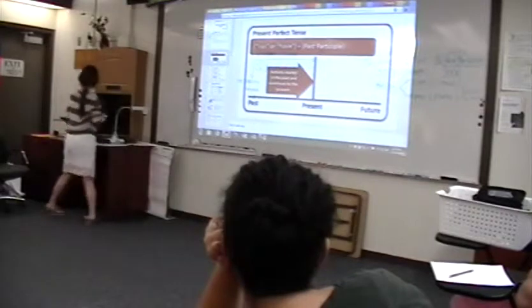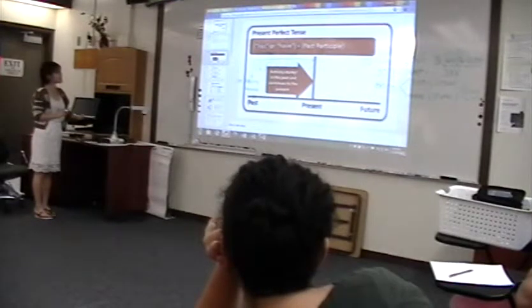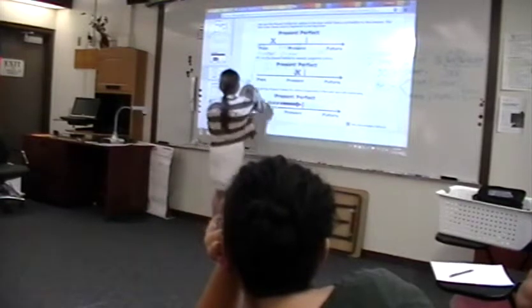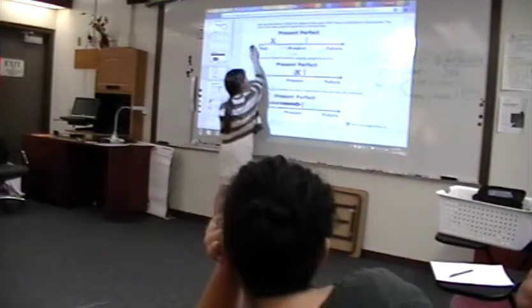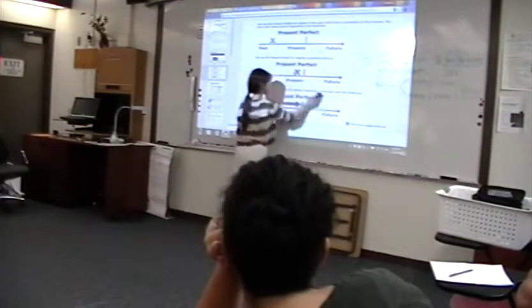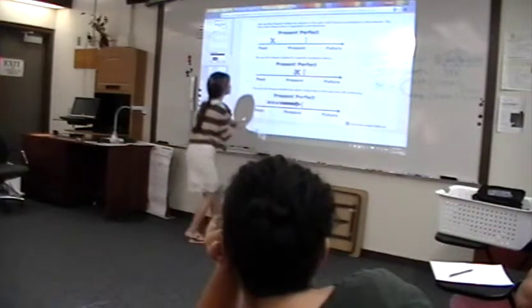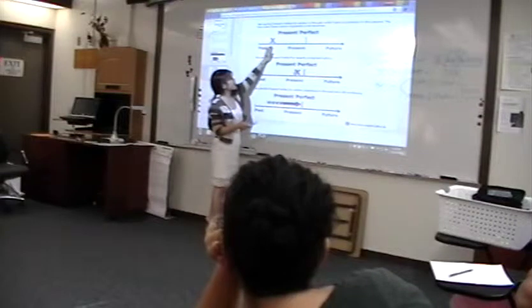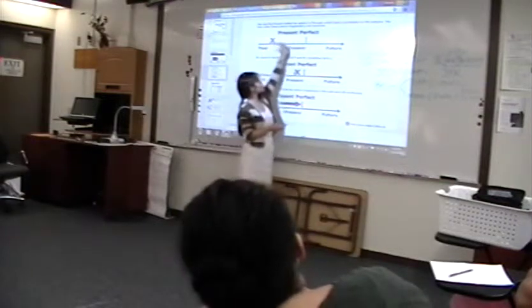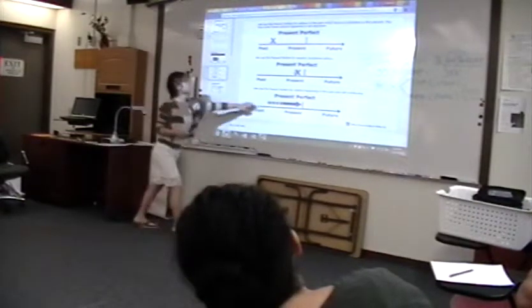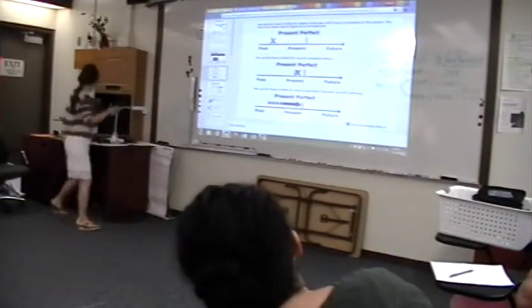This chart shows you about perfect tense. Something happened and then it continued to the present. And this one we're gonna learn in the next class.